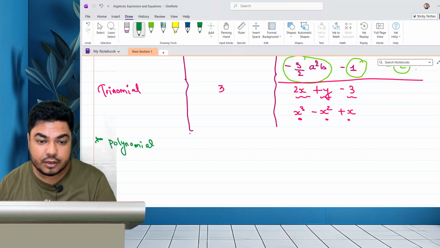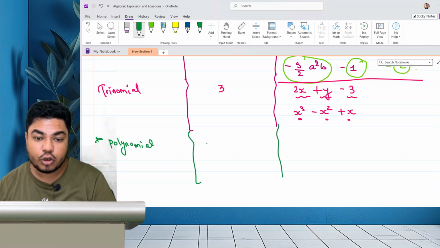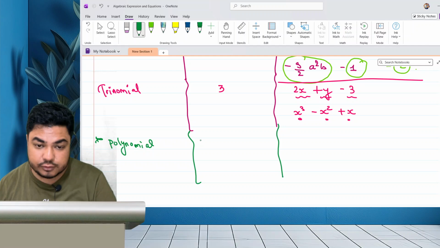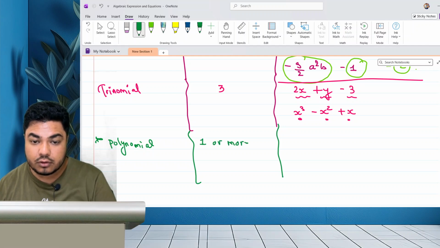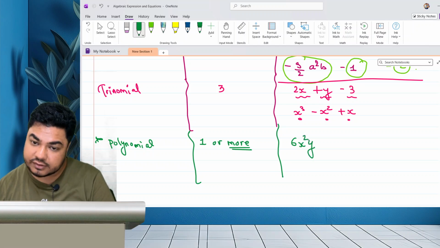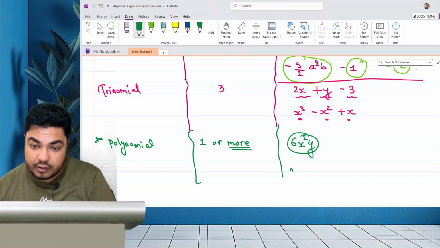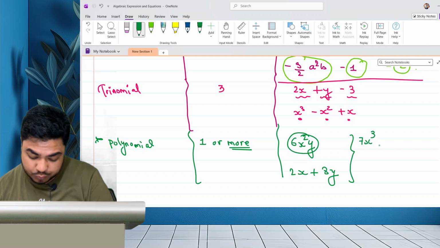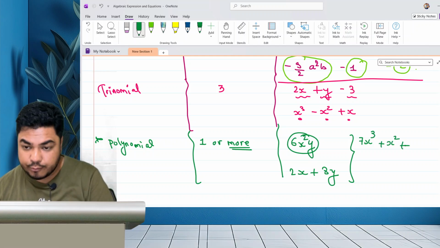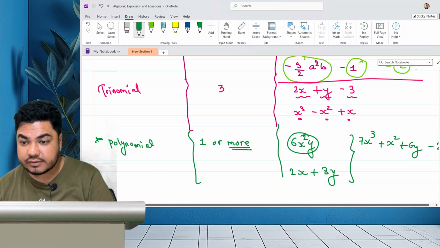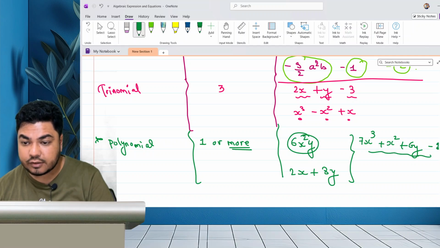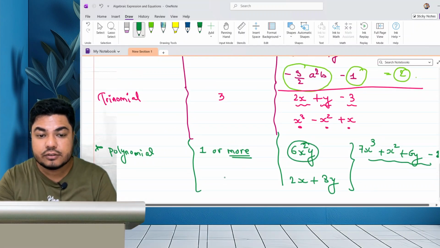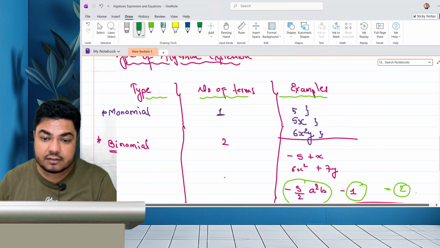So the third type we are going to understand is polynomial, and in this the number of terms would be one or more. For an example, if I am writing 6x square y, this is also one kind of polynomial. Now if I want to write 2x plus 3y, this is again one kind of polynomial. And if I want to write 7x cube plus x square plus 6y minus 2, then again this is also called a polynomial.